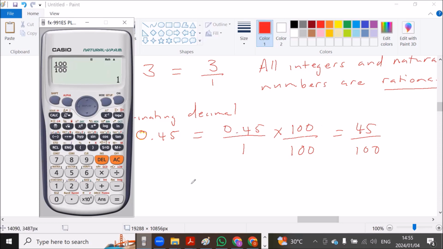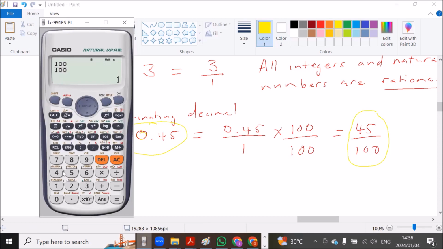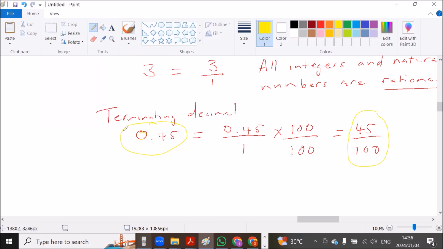So anything you multiply by 1 or divide by 1 will always remain the same thing. So we are saying 45 over 100 is the same as 0.45. Can we prove that? So 45 over 100, 0.45. So this and that is exactly the same. So we have transformed this decimal into a fraction where the numerator and the denominator are integers. So this applies to all terminating decimals.